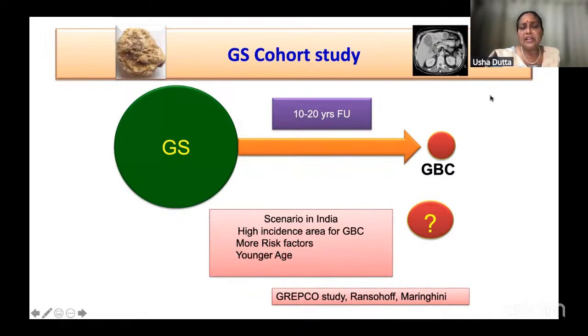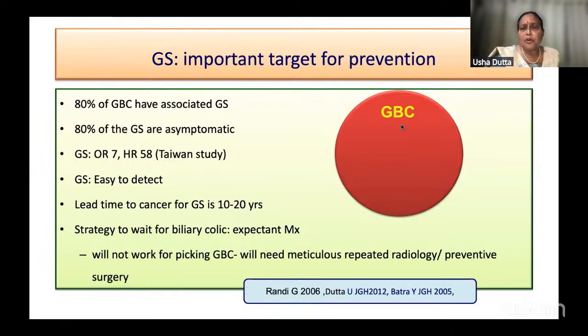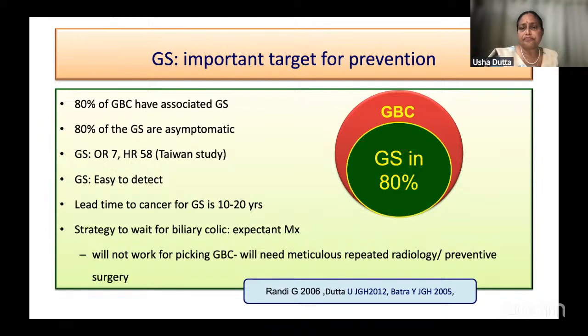The scenario in India is that we have a high incidence of gallbladder cancer in contrast to the West. We have more risk factors, and our population is younger when they develop gallstones, so they harbor the stones for a longer time. Gallstone is an important target for prevention because 80% have gallstones, and these are asymptomatic and easy to detect by a routine ultrasound. And we have a lead time of 10 to 20 years. The strategy is to wait for biliary colic and do expectant management, which is one option, or we go ahead and do repeated ultrasound, pick up an early tumor and then subject them to surgery.